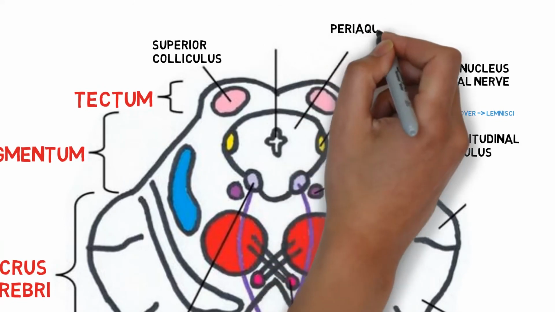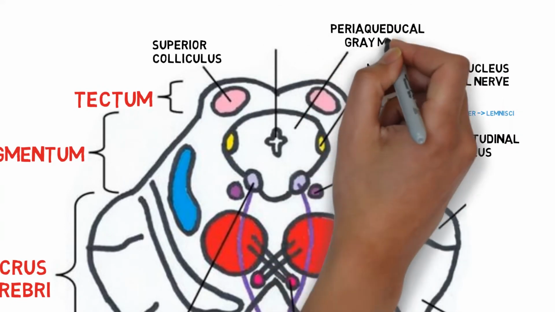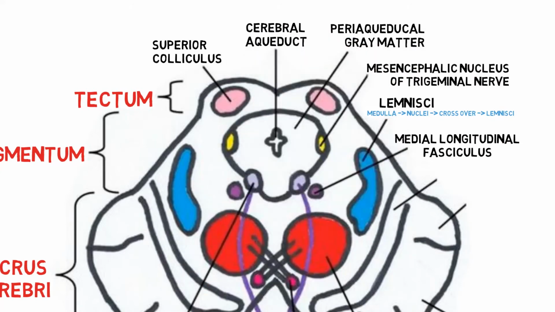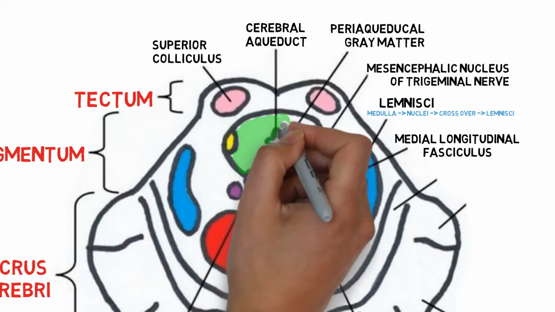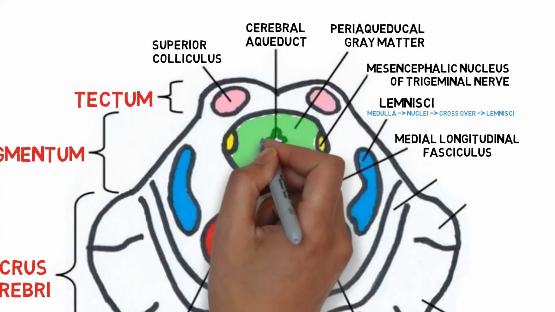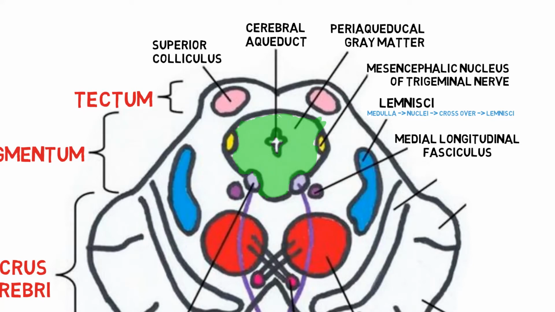Another area of importance in the tegmentum is the periaqueductal gray matter. It surrounds the cerebral aqueduct, thus the name. This nucleus plays a role in pain modulation, helping to suppress painful stimuli. It is critical in motivated behavior and responses to threatening stimuli.